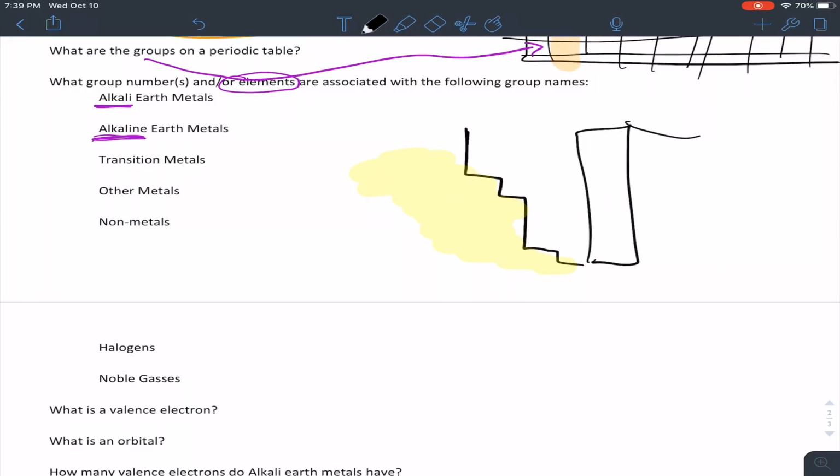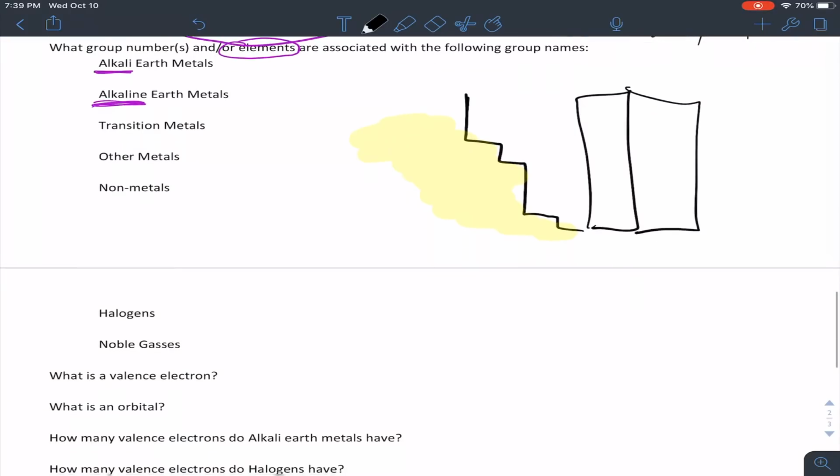These last 2, and this is a horrible picture, but you'll get the idea when you pull up an image of the actual color-coded periodic table, or if you're looking at yours that we did in class. The ones to the left of the stair step are other metals, and our non-metals are on the right side of the stair step, excluding these last 2 columns. The last 2 columns are technically other metals, but they're so special we give them specific names.